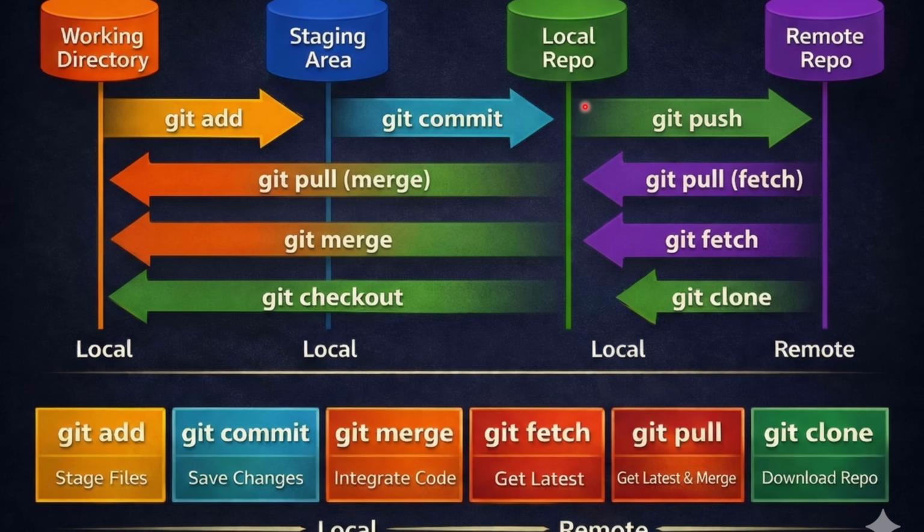In our upcoming tutorials, I will show you these things practically: how we move from the working directory to staging using git add, from the staging area to the local repository using git commit, and similarly how we can push. But mainly in this series, we'll be focusing on these local things, and then we will see how we can push our code to the remote repository.